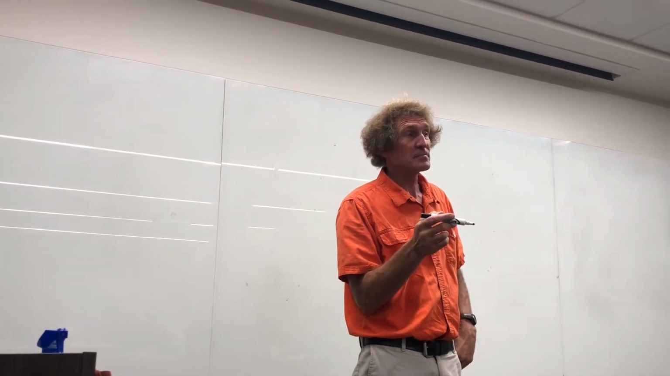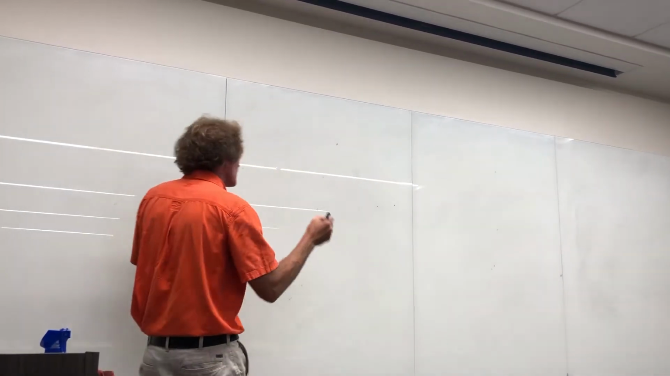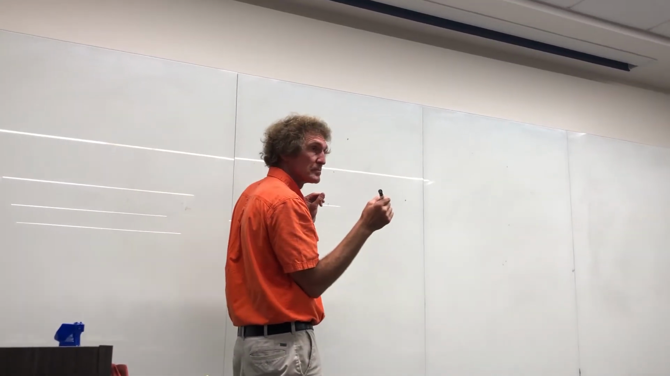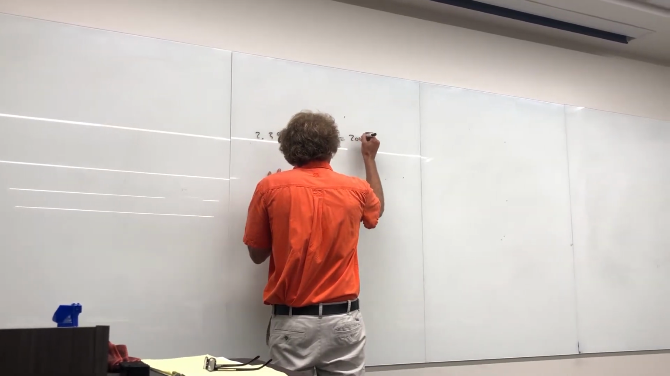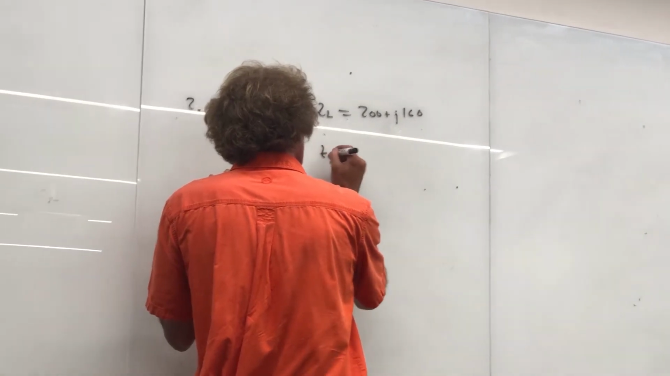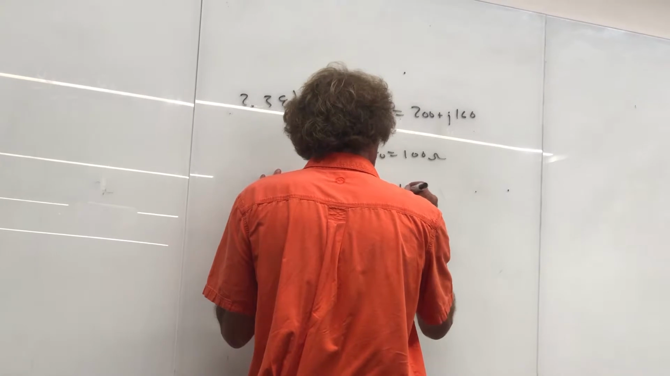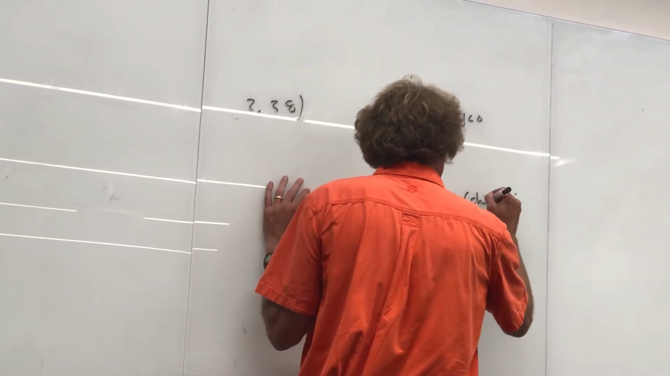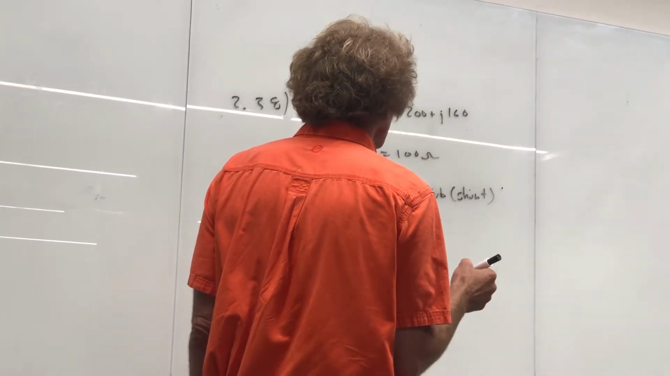Go ahead. Can I read the problem? Yeah. Which one is it for everybody? 2.38. A load impedance ZL equals 200 plus j160 ohms is to be matched to a 100 ohm line using a shorted shunt stub. So it's in shunt and it's a short, okay. Find a solution that minimizes the length of the shorted stub.